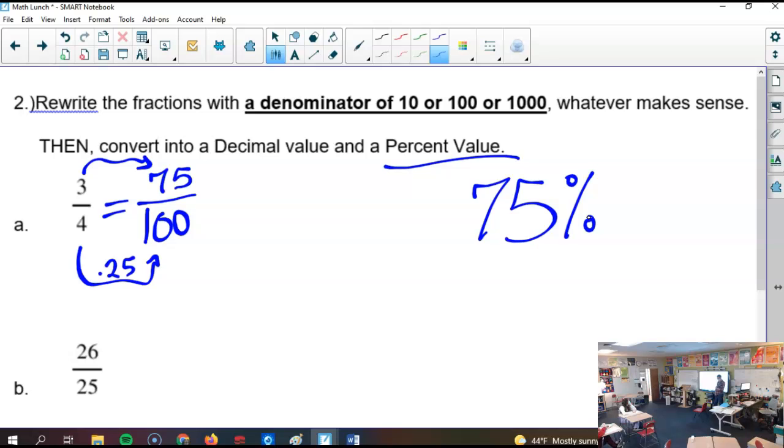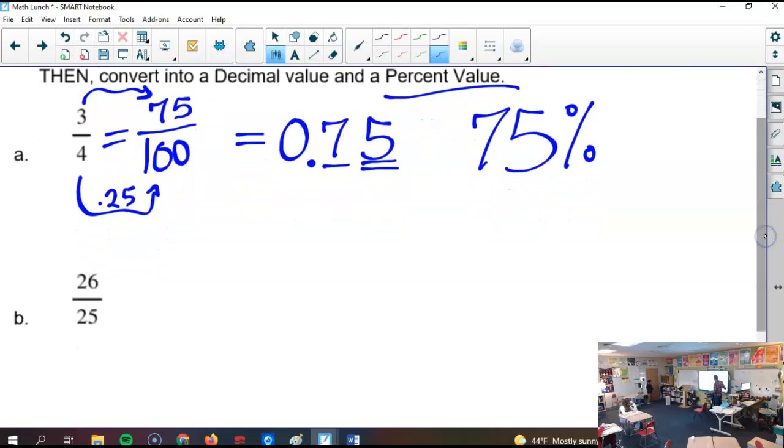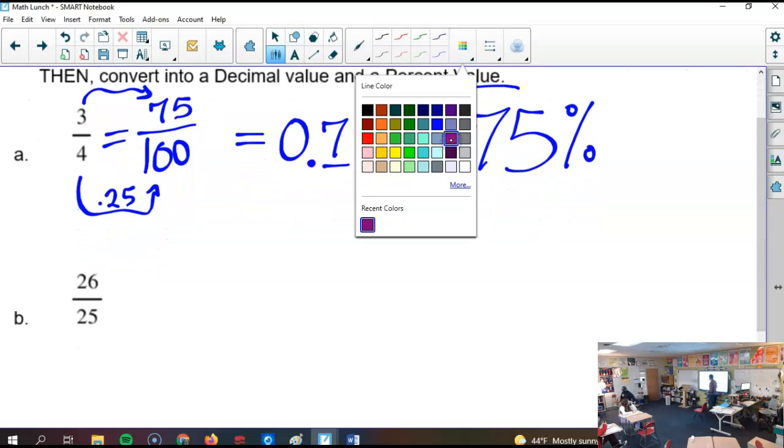It also, if I read it correctly, tells me the decimal value. 75 hundredths is going to end in the hundredths spot, which is my second decimal place, which is nice because it's perfect. 0.75, it fits in nicely. We do the same thing with part B, but it's a little bit weirder, right? Because my numerator is bigger than my denominator.